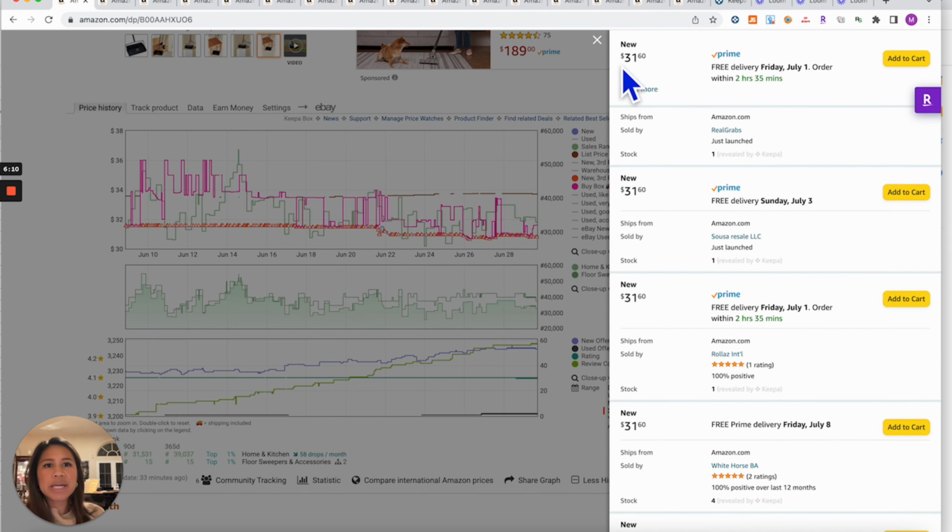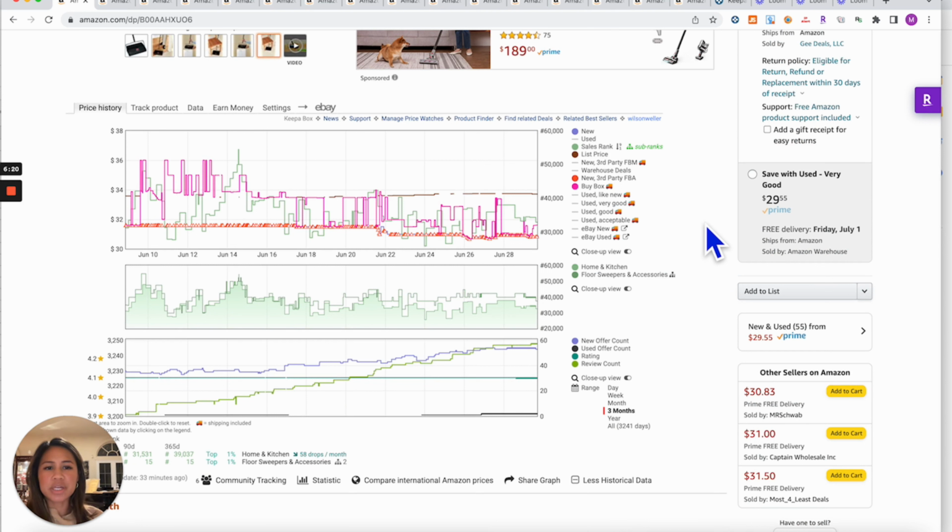Because this item sells, 55 sellers is not necessarily a bad thing. It's actually really good. It just shows that there's a lot of selling happening, and there's probably a lot of money to be made just because of how many sellers there are and the way that this Keepa graph looks. And I will explain more as to what I mean.